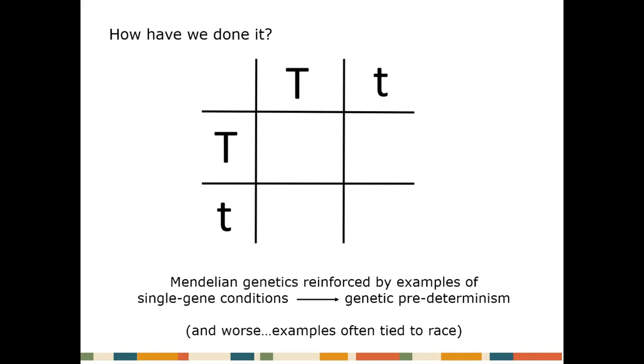So if we start them with Mendelian genetics, then we're really reinforcing these single gene conditions, which can lead to sort of a genetic predeterminism, where I've heard people say, well, it skips a generation. So my grandmother had it, my mom doesn't, but I'm going to get it. And so they're trying to take what they've learned from their Punnett square biology genetics classes and apply it to these very complex conditions. And it just, not only does it not work, but I think it can be harmful in some ways.